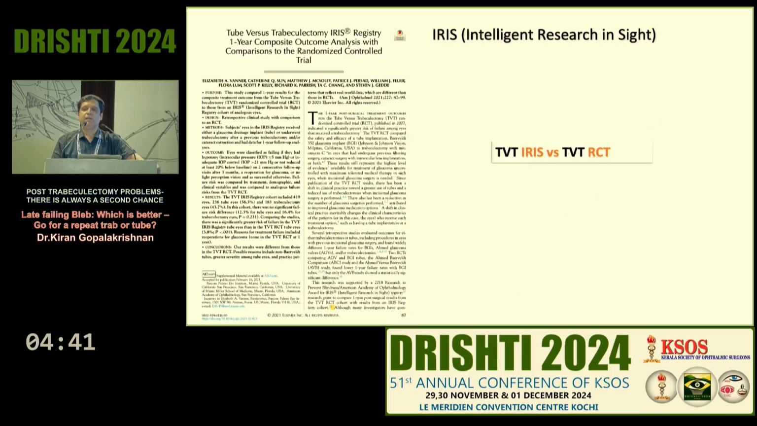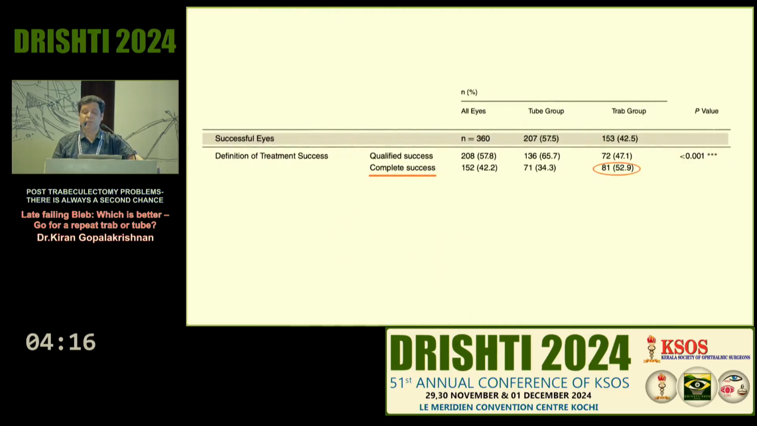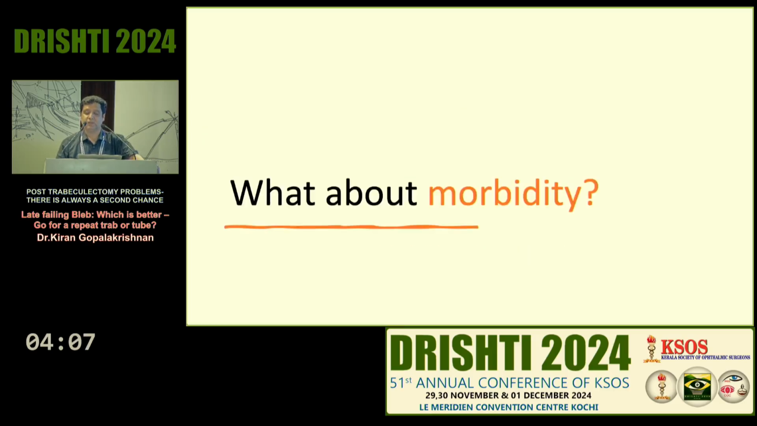Another real world data is from the IRIS, the Intelligent Research in Sight registry, which has been compiled for a decade now by the American Academy in collaboration with the other national ophthalmic societies of the world. And they have a TVT cohort. If you compare the results, the advantage that tubes had over traps in the original TVT RCT is not replicated here. Both had similar outcomes. In fact, the complete success rate was higher in the TVT cohort of the IRIS registry, about 53% compared with 34%.